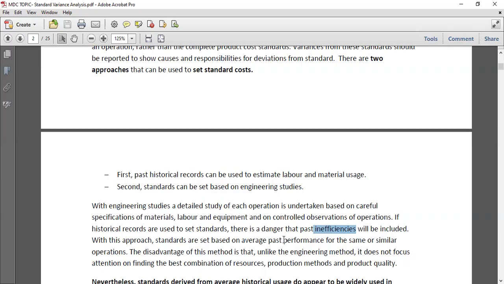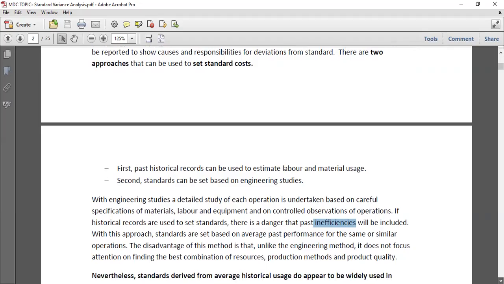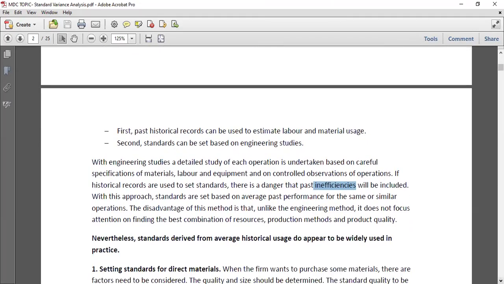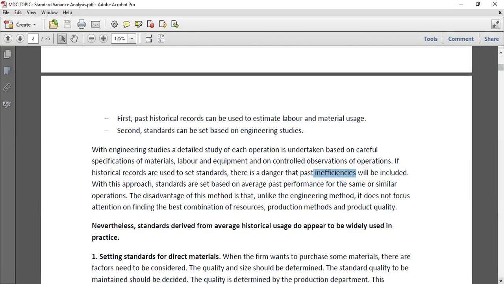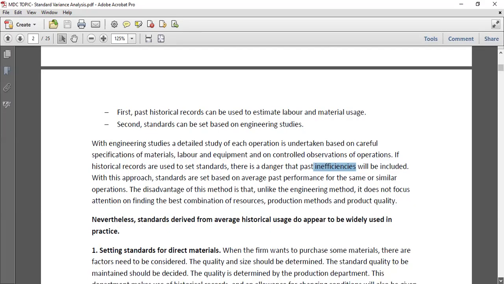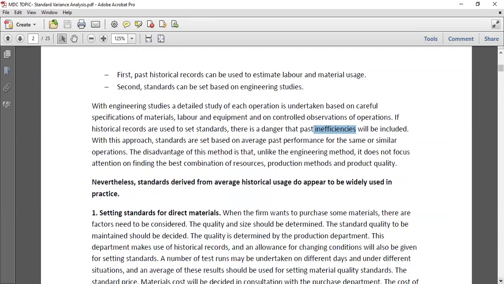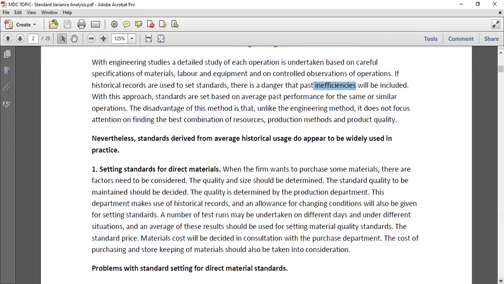So that is very important for you, that you need to have that in mind. You need to know what the two methods are and how one method is better than the other. Of course, nevertheless, the historical or past records is still one of the most used, because, of course, it's much easier, okay? It's much easier for you to come up with this, okay? So that is very important.